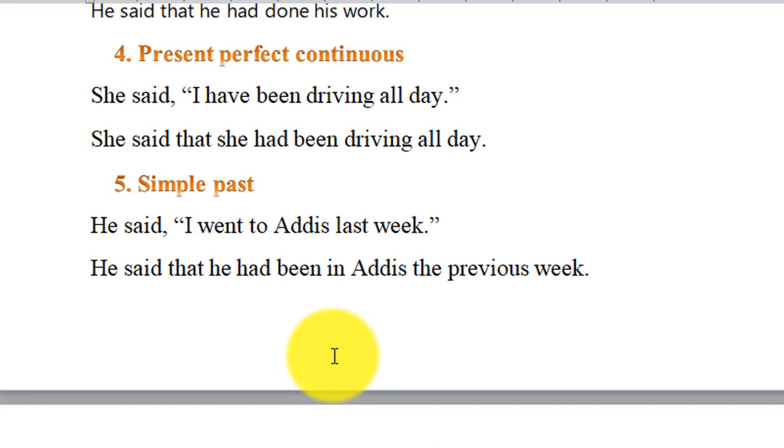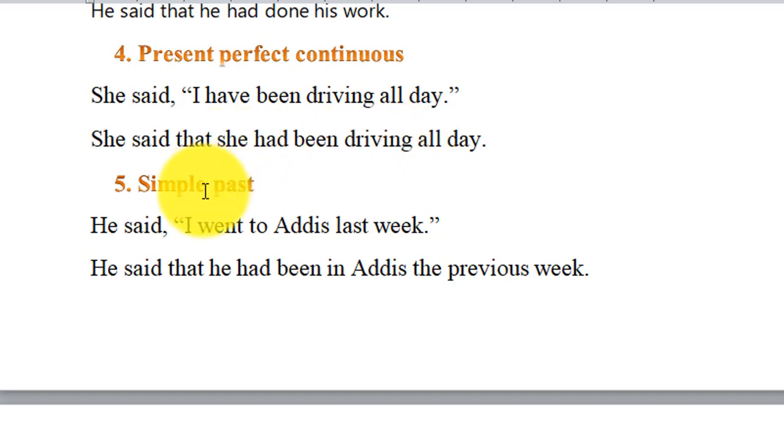The fourth one, the present perfect continuous tense. Yeah, actually sometimes it doesn't have any conversion. It says so, but it's possible, we can change it. The present perfect continuous tense can be converted into what? The past perfect continuous tense. It is possible to change to that. She said, I've been driving all day. She said that she had been driving all day. Past perfect continuous tense is absolutely acceptable.